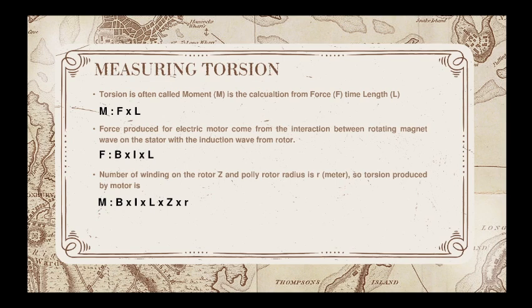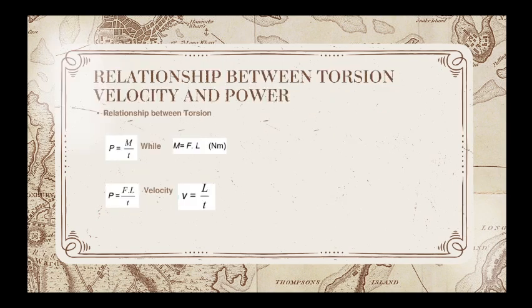The force produced by an electric motor comes from the interaction between the rotating magnetic wave on the stator and the induction wave from the rotor. The number of windings on the rotor and the pole count are important. So the torsion produced by the motor is M, which is P times L times L times Z times R.